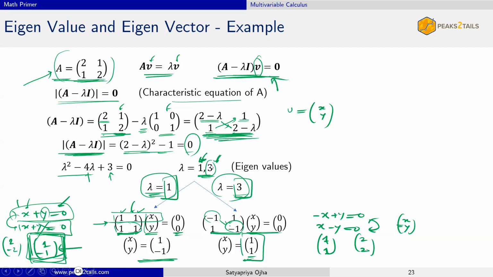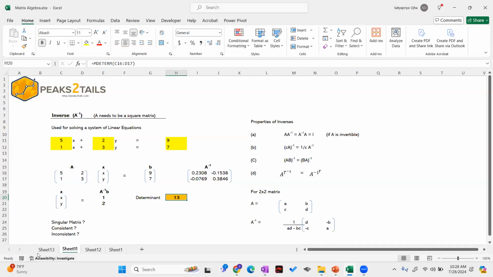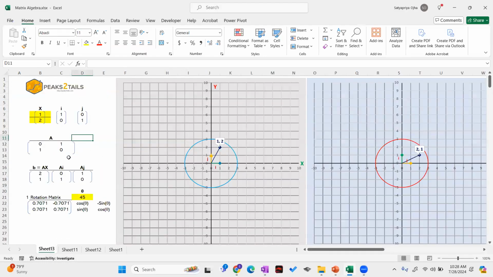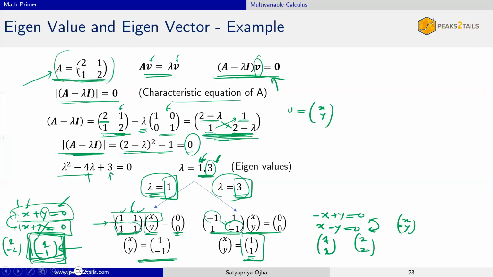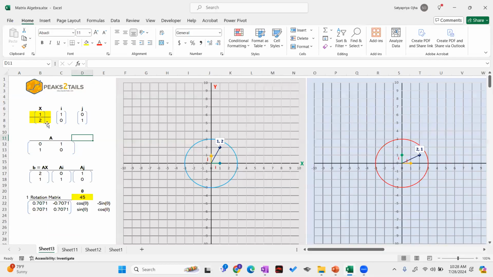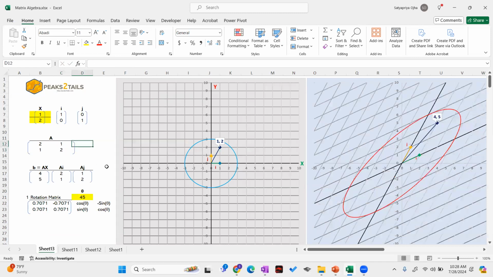Geometrically, do you want to see how this works? I'll show you. Since we have the Excel, what is our A? 2, 1, 1, 2. Okay. 2, 1, 1, 2. This is the kind of transformation it does. Okay. The vector 1, 2 becomes 4, 5.